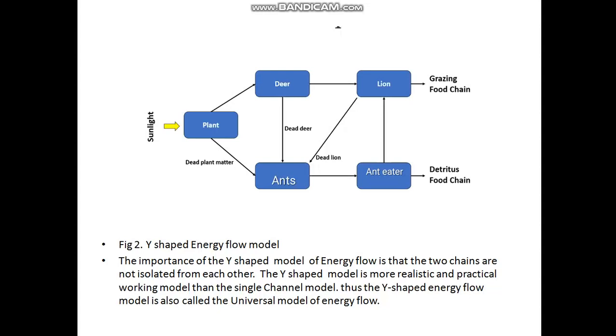So two food chains are running side by side, that is the grazing food chain and the detritus food chain. Now if you turn this figure upwards, you can see from the plants to the deer and the ants, the arrows look like a Y. So this is why it is known as the Y-shaped energy flow model. The importance of the Y-shaped model of energy flow is that the two chains are not isolated from each other. The Y-shaped model is a more realistic and practical working model than the single channel model. Thus, the Y-shaped energy flow model is also called the universal model of energy flow.